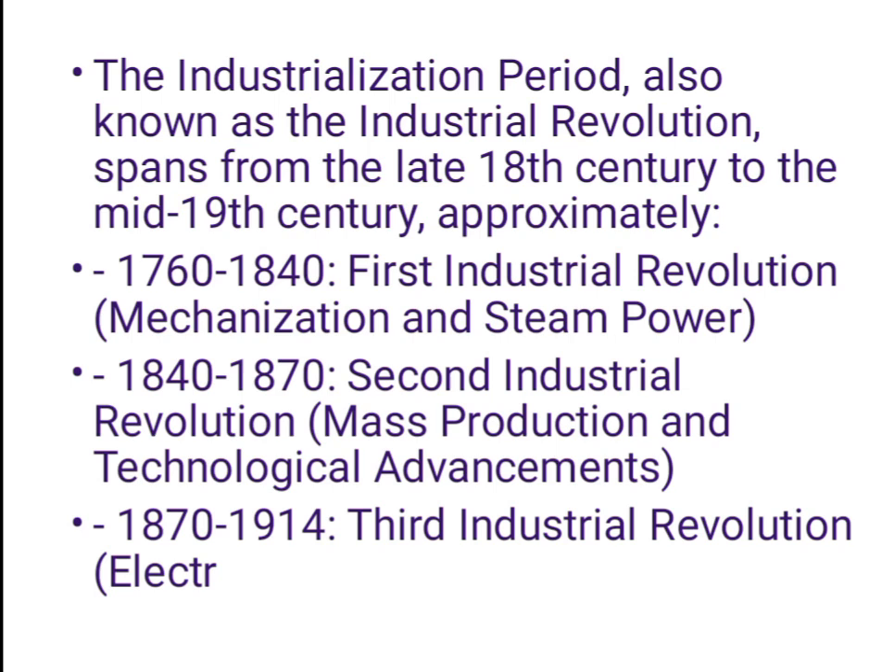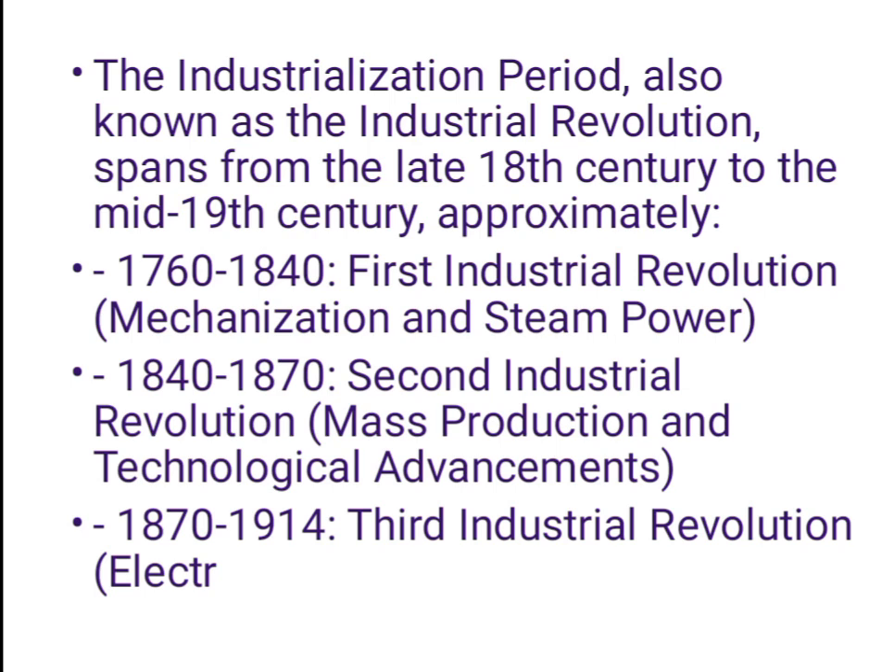The industrialization period, also known as the Industrial Revolution, spans from the 18th century to the 19th century approximately. It is divided into three categories. The first industrial revolution was mechanization and steam power, from 1760 to 1840. Then we have the second industrial revolution, which was mass production and technological achievement, from 1840 to 1870. Then the third industrial revolution was from 1870 to 1914.